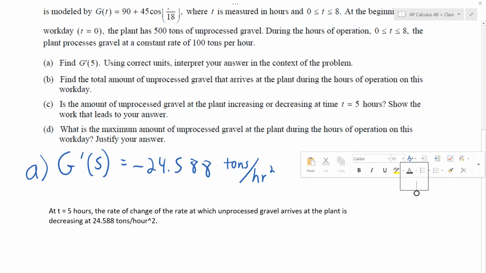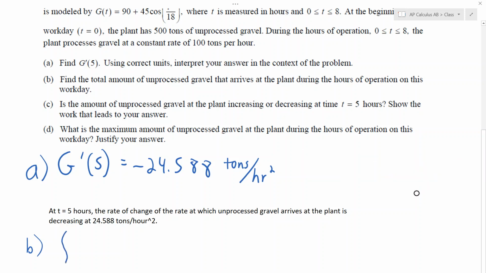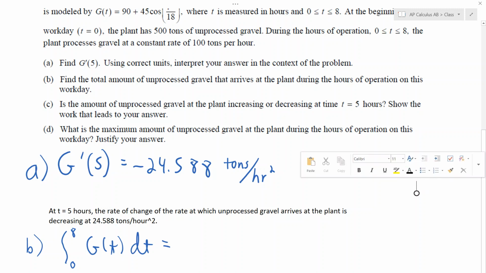Bam. B. Find the total amount of unprocessed gravel that arrives. Well, now we just care about how much came in. So we're going to do the integral during the hours of operation of the day. So it's 0 to 8, just G of T, since that's the rate at which it arrives. This is going to tell us how much has arrived. I'm just going to use my handy-dandy calculator.